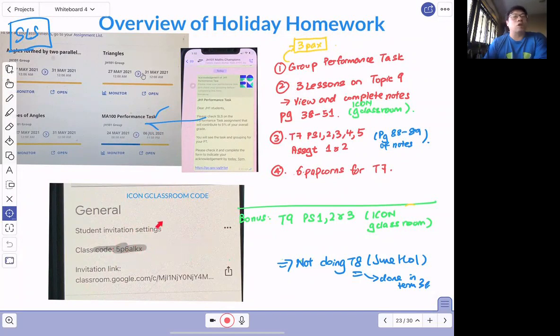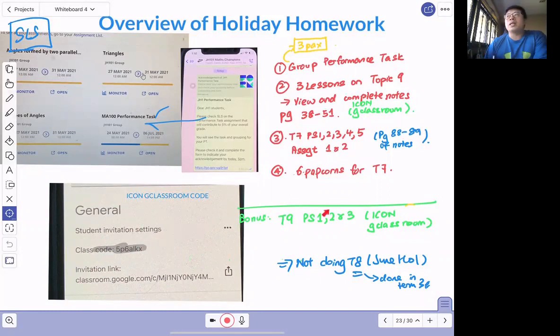So this is the Icon G Classroom. From topic 9 onwards, we'll be directly in this G Classroom. We'll be going to this one full time. We will not be using the NJC G Classroom anymore. Okay, so far? Let me just look around, make sure you all are looking at me. Mulan, you caught what I said? So make sure you go to the Icon G Classroom. This is the code.